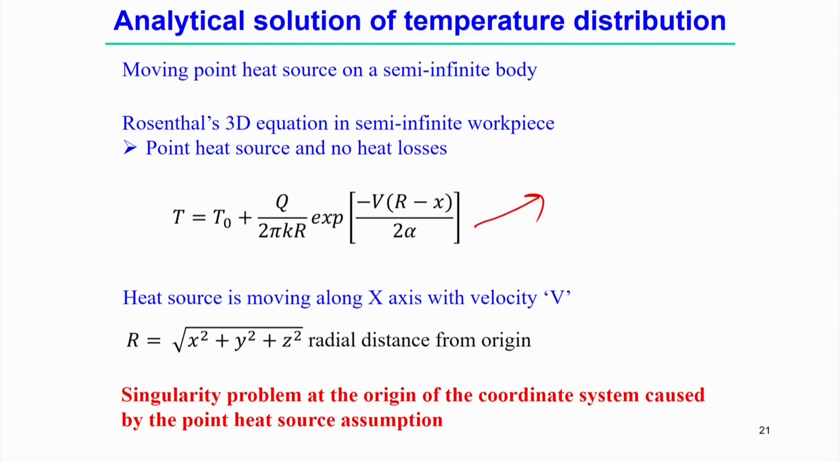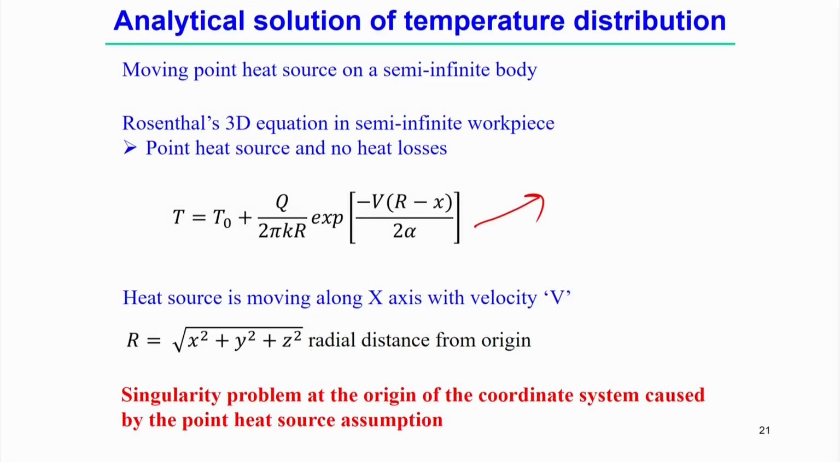Here you can see that the solution is a little bit simplified as compared to the earlier solution, because in the earlier one there was the involvement of Bessel's function, but here there is not. We can find the three-dimensional temperature distribution, but the assumption is that the welding heat source is moving along the x axis with the velocity v.